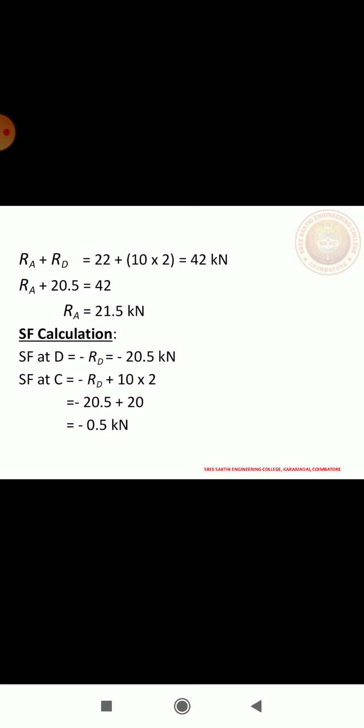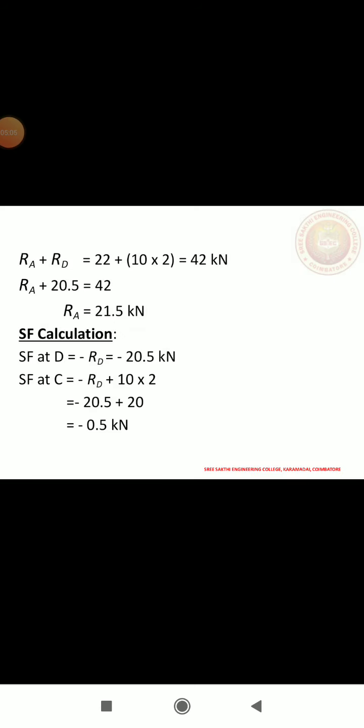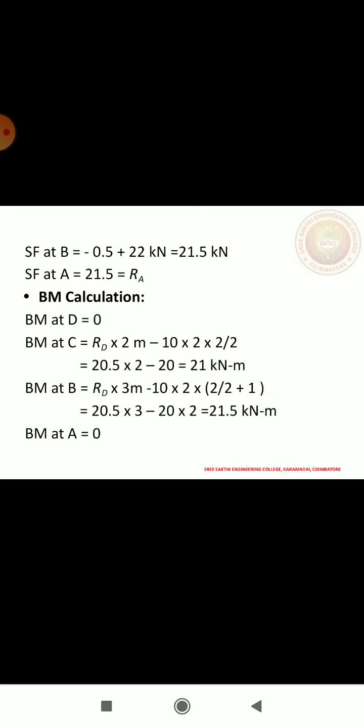So SF at D equals minus RD, that is minus 20.5 kilonewton. After finding SF at D, we have to find SF at C. So what is SF at C? It is minus RD plus load between C and D into length between C and D, that is minus 20.5 plus 10 into 2. So the value for SF at C is minus 0.5 kilonewton.